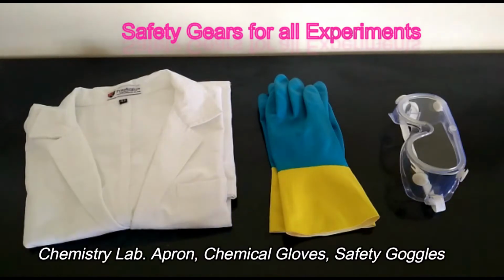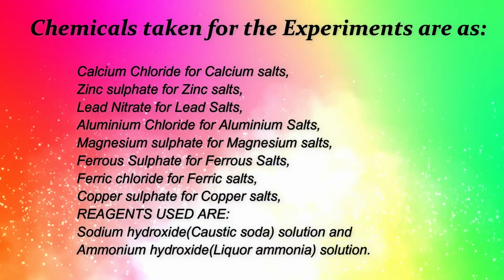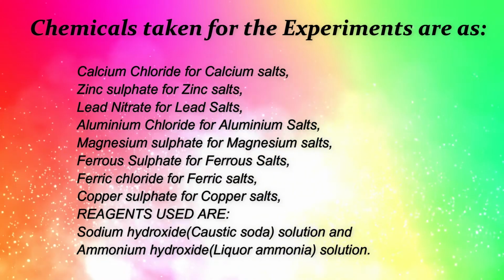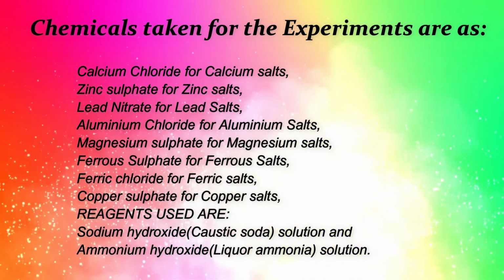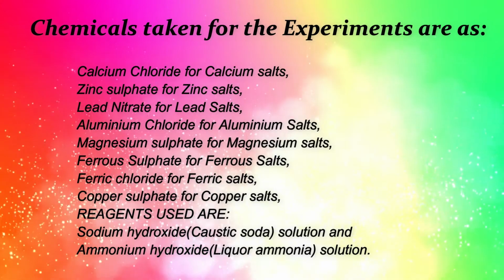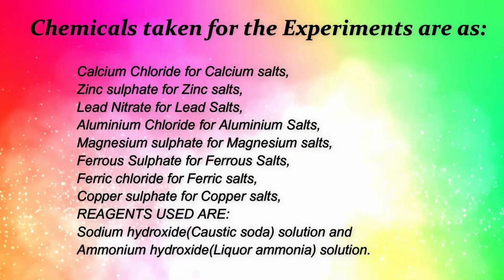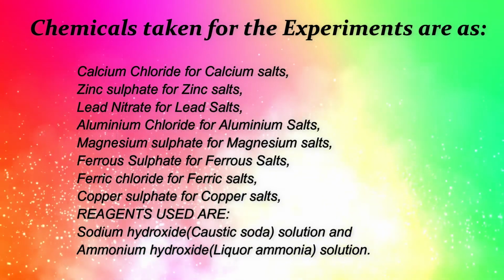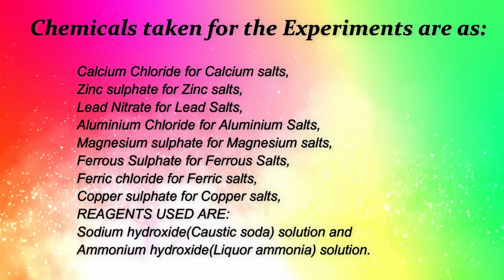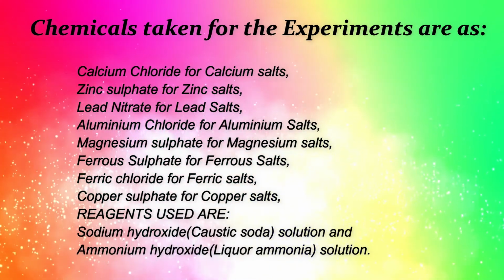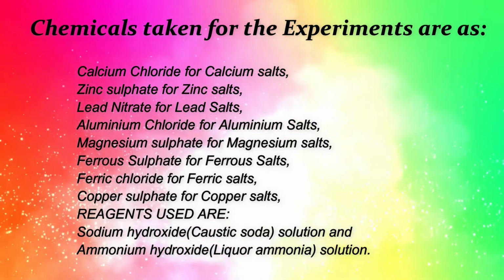The safety gear includes chemistry lab apron, chemical gloves, and safety goggles. Chemicals taken for the experiments are calcium chloride for calcium salts, zinc sulfate for zinc salts, lead nitrate for lead salts, aluminum chloride for aluminum salts, magnesium sulfate for magnesium salts, ferrous sulfate for ferrous salts, ferric chloride for ferric salts, copper sulfate for copper salts, and the reagents used are sodium hydroxide or caustic soda solution and ammonium hydroxide or liquor ammonia solution.